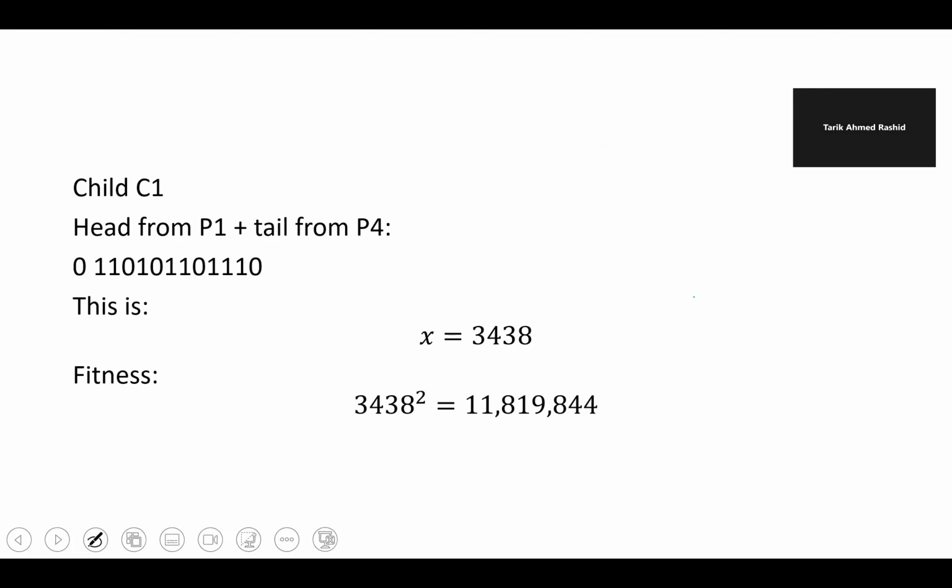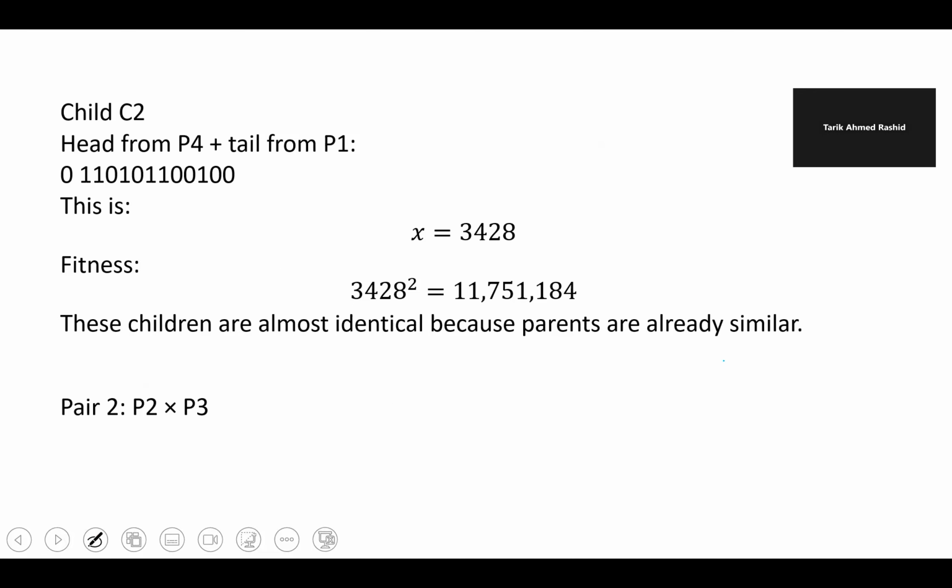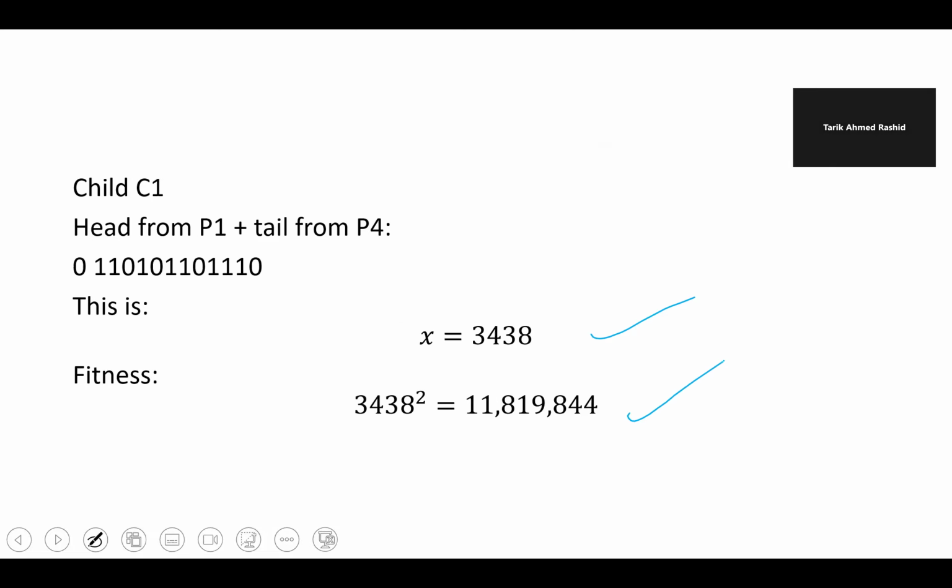So the first child is this one, x 3438, and the fitness, square it, you'll get this one. And the second child is 3428. The first one, 3438. They're very close because the parents are close, and the crossover didn't do much change in them. Therefore, these are kids close to the parents.